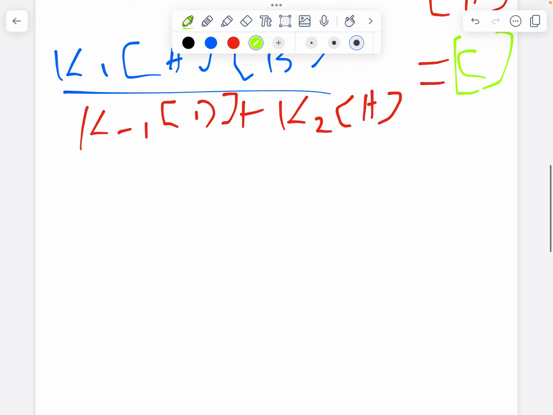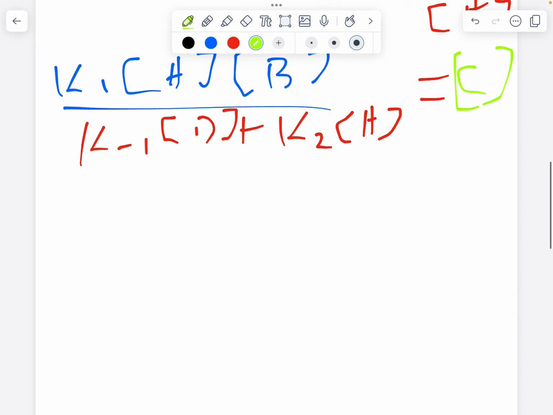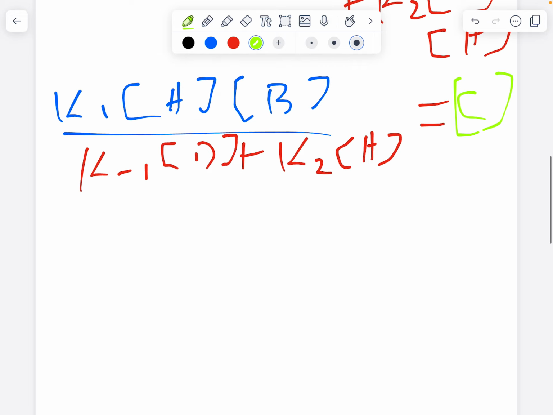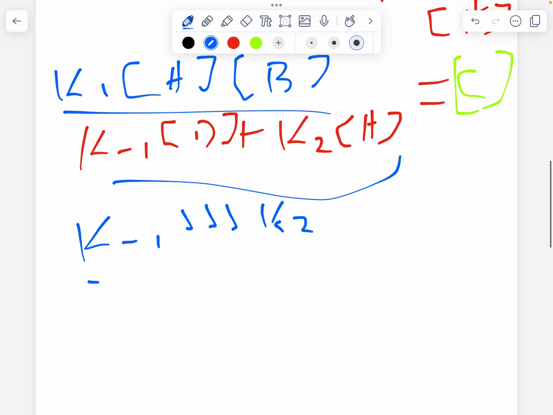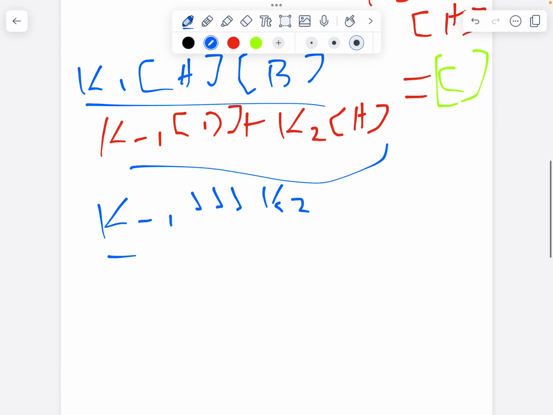All right, so now the difficult part of the steady state approximation, or the tricky part in this example, is determining which approximation to make. On the one hand, since we have two terms on the bottom, we want to get rid of one of those terms. So we can make the approximation that either K minus 1 is much, much greater than K2, which means that the reverse reaction is much faster, or K2 is much, much greater than K minus 1.